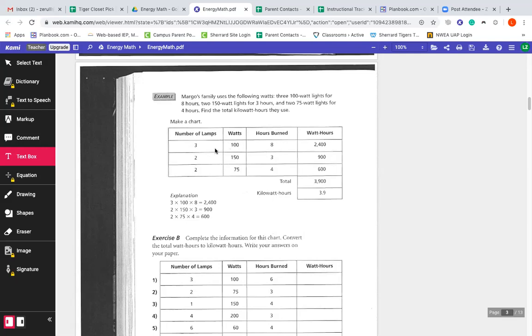Now, we know that if we multiply 3 times 100, that's 300, or we could just add 100 up 3 times. Then we multiply by 8 and we get 2,400. So look down here. Here's an explanation. The first line is done for you. 3, those are 3 lights or 3 lamps, times 100-watt lights, times the 8 hours that they're used, gave you the 2,400. So I've used that information.